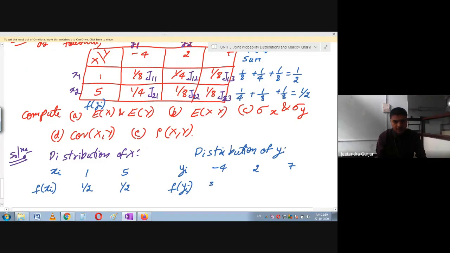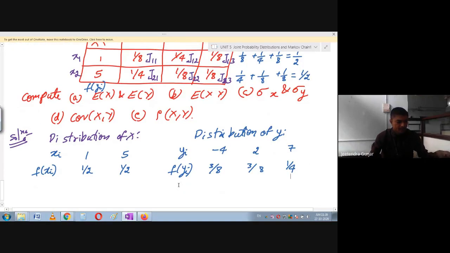Yes, very good. It is very simple. It is 3 by 8. Similarly, add 1 upon 4 plus 1 upon 8. Same. It is 3 by 8 only. Because 1 upon 8 plus 1 upon 4 is also same. 1 upon 4 plus 1 upon 8 is also same. Similarly, 1 upon 8 plus 1 upon 8. So 2 upon 8 means it is 1 upon 4. So this is how we are going to distribute first.